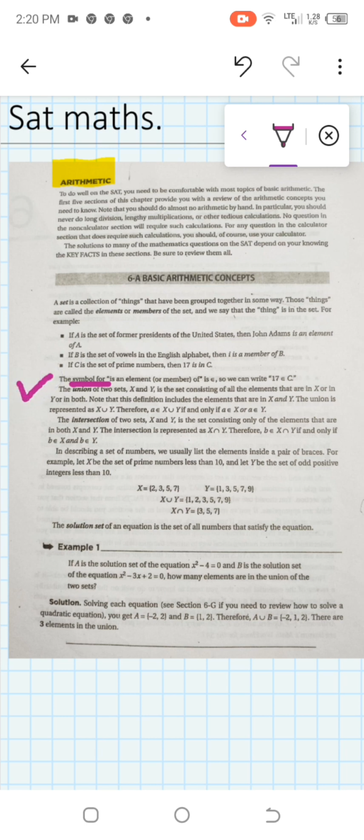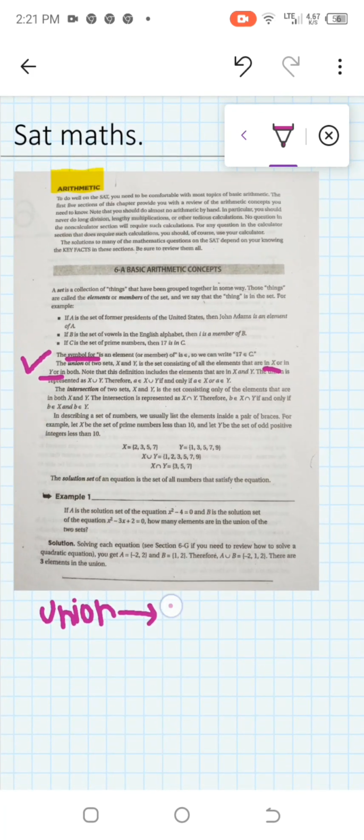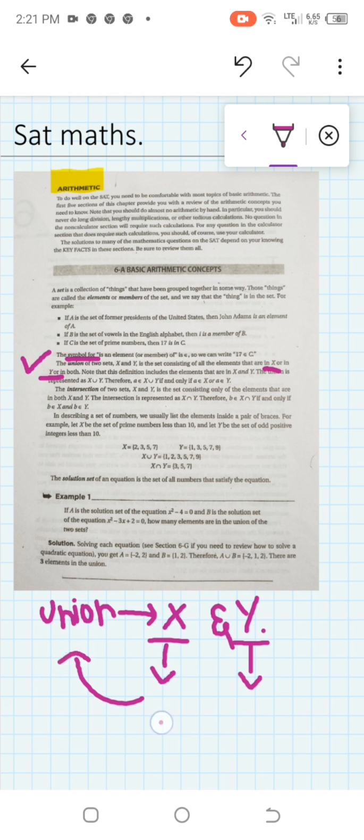The union of two sets X and Y is the set consisting of all elements that are in X or in Y or both. Now, what is union? Union is basically the sum of all the sets. Here they have given the two sets X and Y. So union is basically all members present in the X set and all members present in the Y set, the union of both sets.